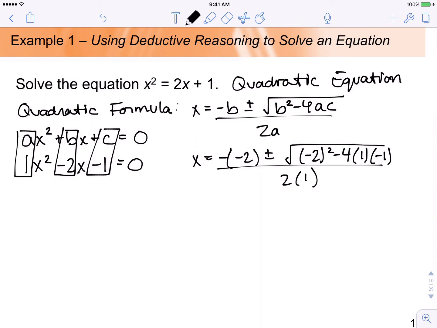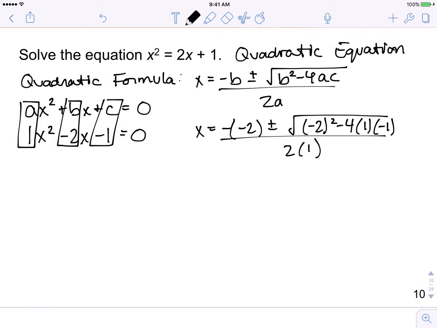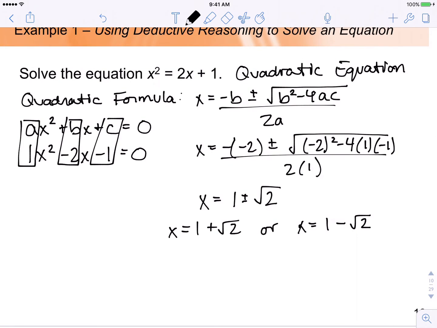And again, because the algebra is not the focus of this course, I'm going to go ahead and simplify this quickly. Once this is simplified, we should get down to the answer x equals 1 plus or minus the square root of 2. If you recall, that is two distinct answers. X equals 1 plus the square root of 2, or x equals 1 minus the square root of 2. And those are the solutions to the equation x squared equals 2x plus 1.